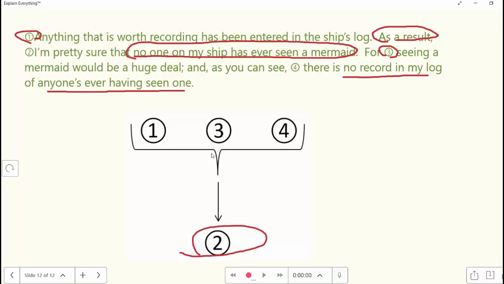Or if you got rid of 3, if seeing a mermaid was an everyday occurrence, then just because it's an everyday occurrence, it wouldn't be a huge deal. Just because anything that is worth recording has been entered in the ship's log and there's no record of anybody seeing a mermaid doesn't tell you that no one has. Right? Somebody may have, and it wasn't a huge deal, so they didn't enter it in the ship's log.